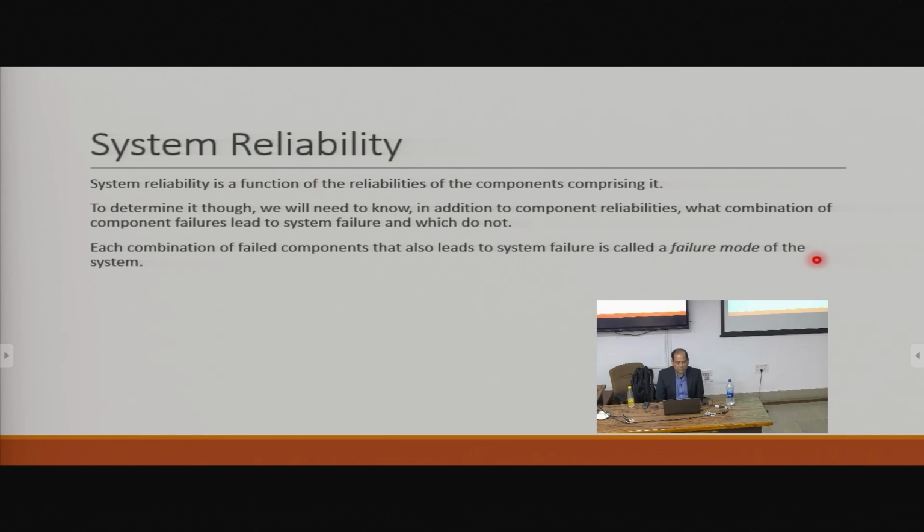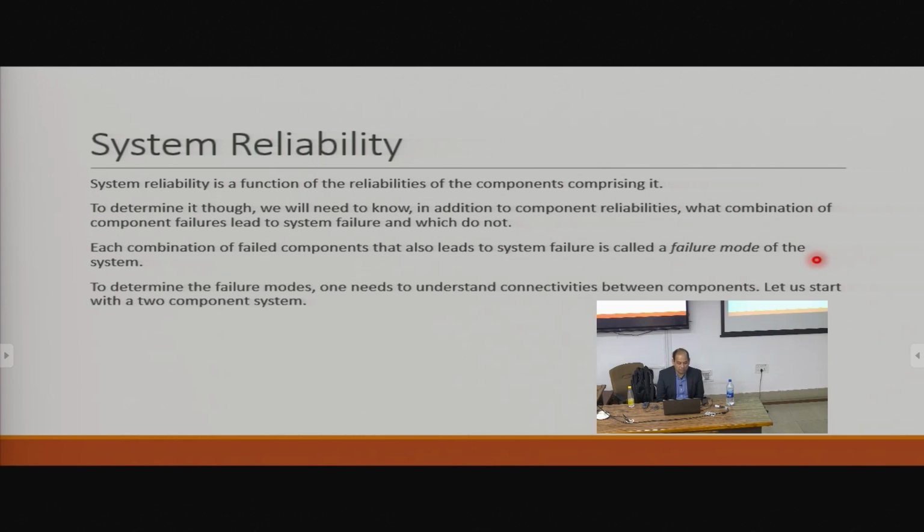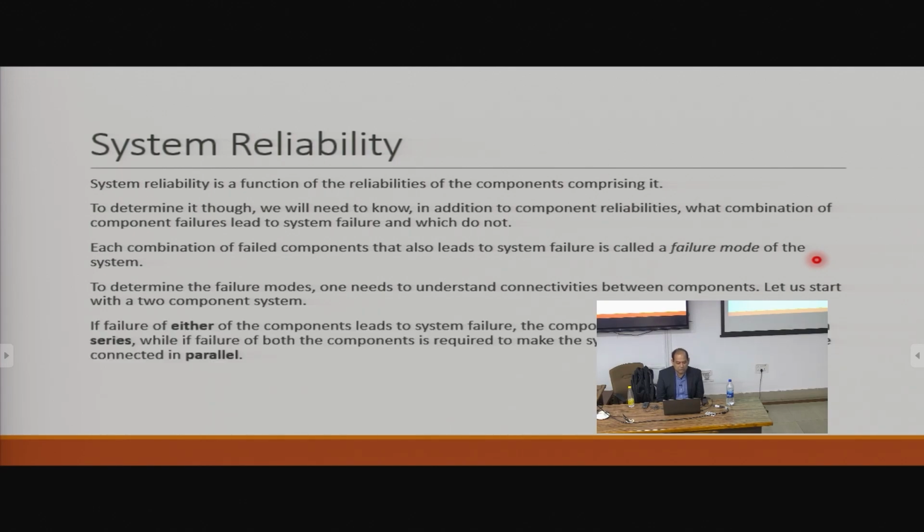So each combination of failed components that leads to system failure is called the failure mode of the system. And then to determine the failure modes, one needs to understand the connectivities between components. So pretty straightforward concepts, right? So if either of the components leads to system failure, components are said to be connected in series, okay? If the failure of both components are required, we say that they are connected in parallel, okay?